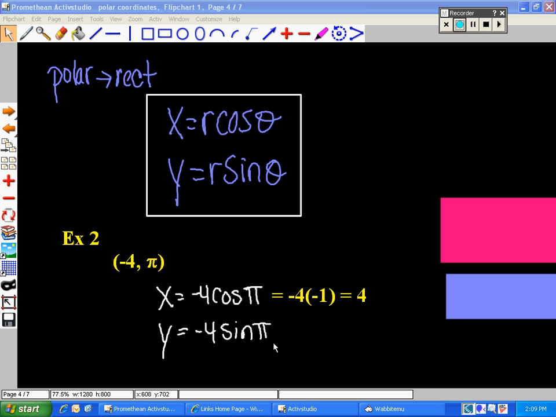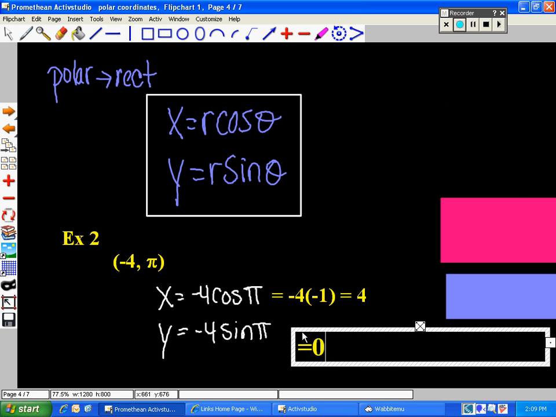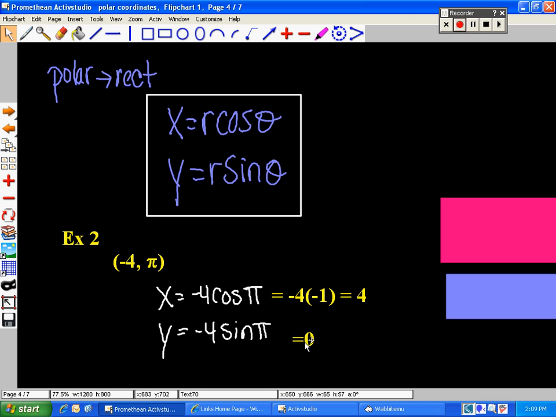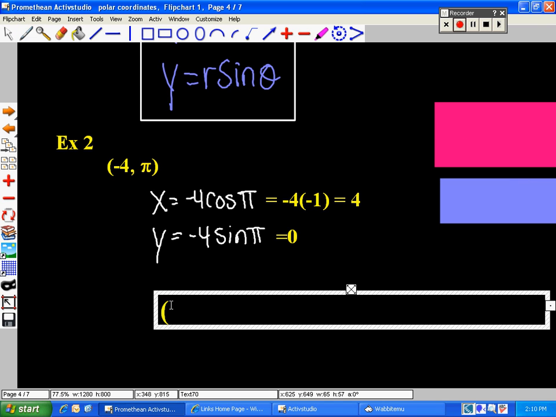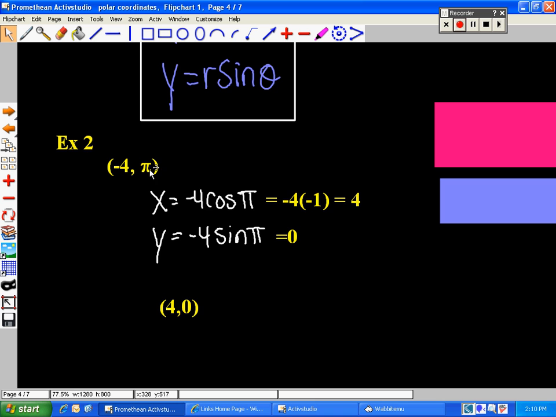We then plug in for y. Y equals r sine theta. So our r is negative 4, sine of our angle pi. Use your knowledge of the unit circle. Sine of pi is 0, so we get negative 4 times 0, and our answer here is 0. Don't forget to write your answer as an ordered pair. Again, we just converted to rectangular form. Our ordered pair is 4, 0. So I have now converted the polar point, negative 4, pi, into rectangular 4, 0.